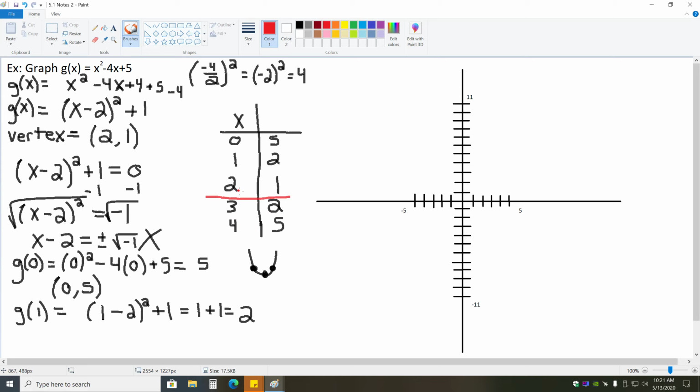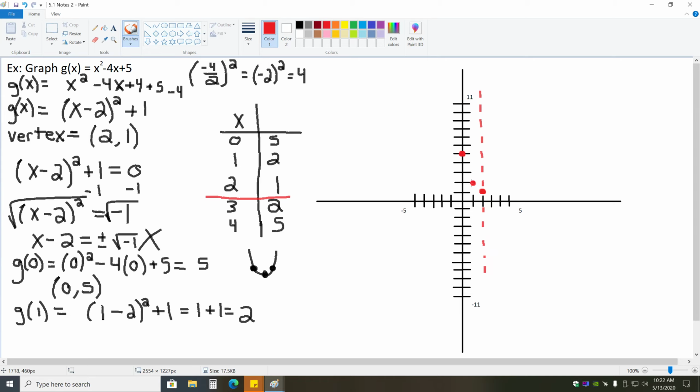So we'll graph our vertex 2, 1 right here. We'll graph the point 1, 2. And finally 0, 5. So because this is the vertex, remember it has the axis of symmetry running through it. And remember, the axis of symmetry creates a mirror effect.